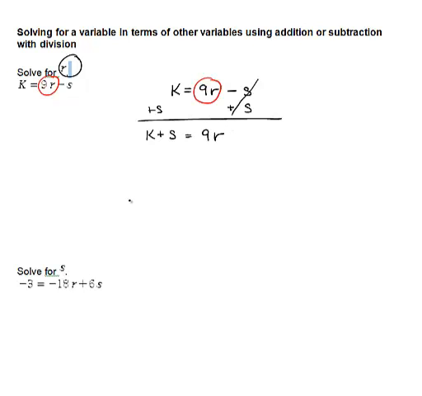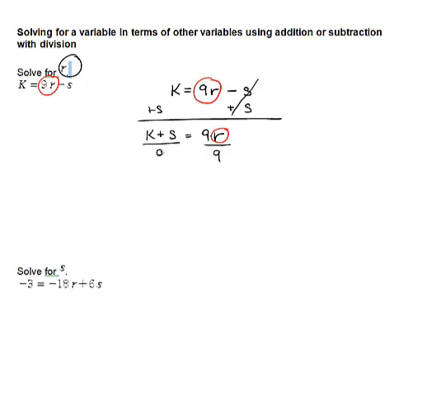Now remember, the last thing I do to solve for any variable is divide by the coefficient. The coefficient in some of these literal equations could be a variable or a number. And in this case, I want to get r by itself. Then I ask myself, well, what am I doing to that r? And this is a multiplication. I'm multiplying it by 9. So I need to divide it by 9.